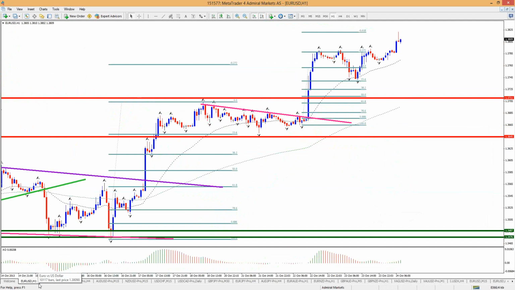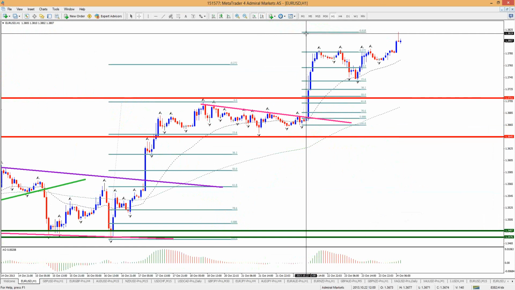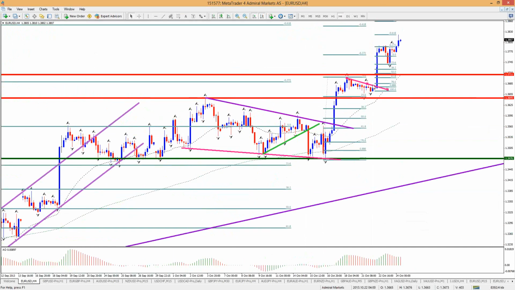Euro dollar. Well, it did make the push up, didn't it? Up to 138.20. So this is definitely an uptrend. Obviously, we already talked about it, and it's continuing to make higher highs, higher lows.